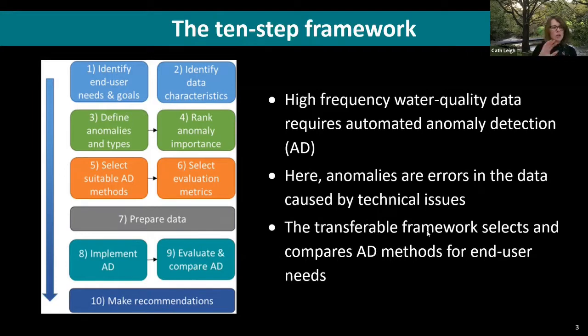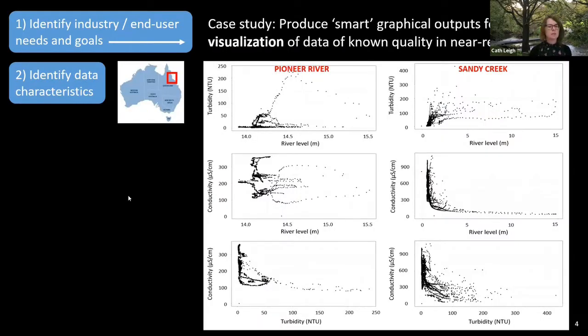So I'll go through these steps of the framework, step by step, using a case study from data from the Department of Environment and Science, and one of the sites in the network that Ryan took you through. So the rivers that flow out into the Great Barrier Reef in Far North Queensland. And here we're looking at two rivers in particular, freshwater systems, end of system sensors in Pioneer River and Sandy Creek. So the first step of the framework is to identify the industry and end user needs and goals.